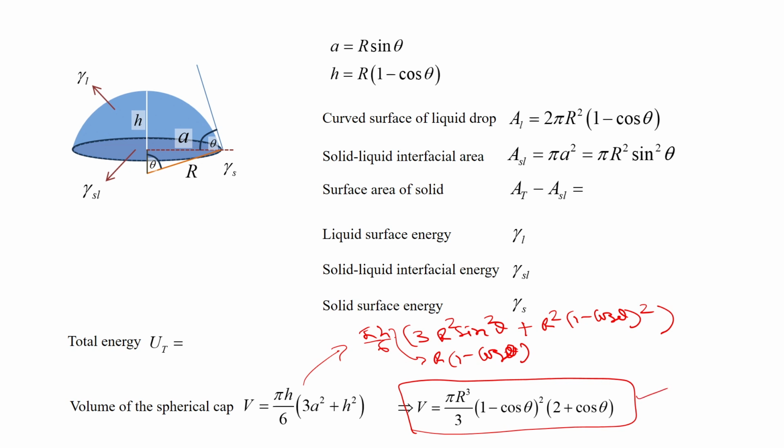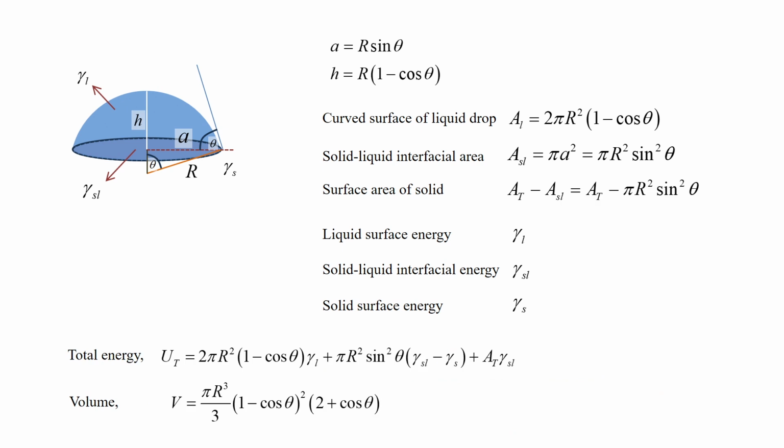So, now what we need to do is to minimize this total energy under the constraint that this volume remains constant. Okay. So, that is all we need to do now. So, this particular kind of problem is called constraint energy minimization. That is what we are going to do. This is the problem that we have.